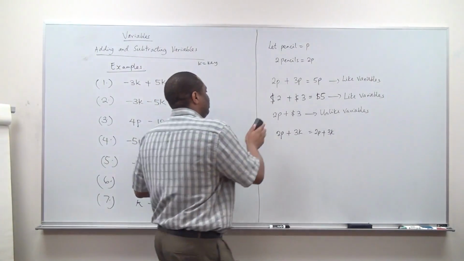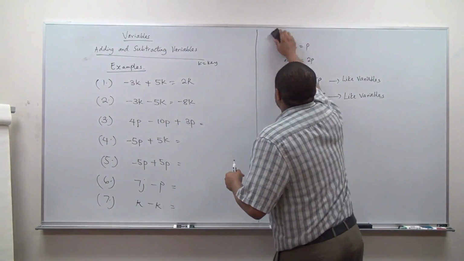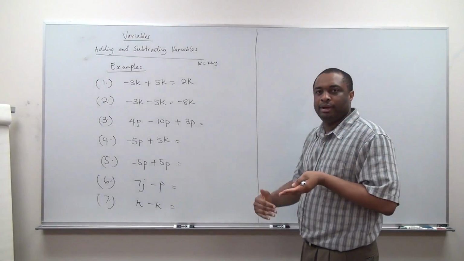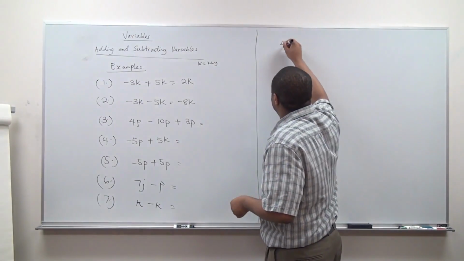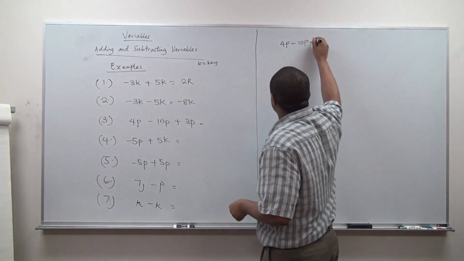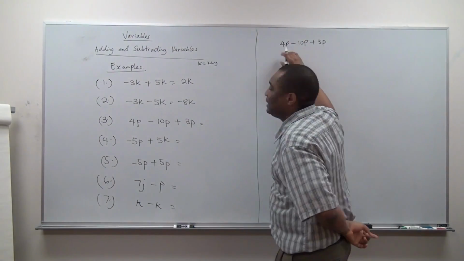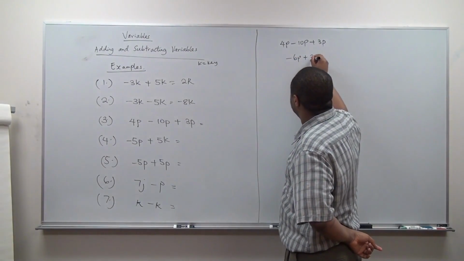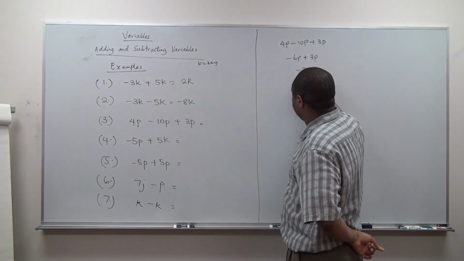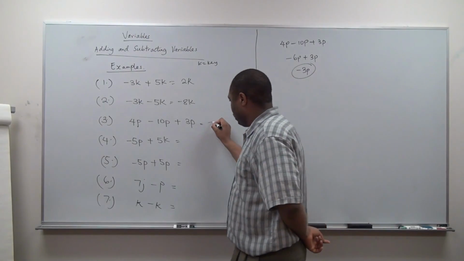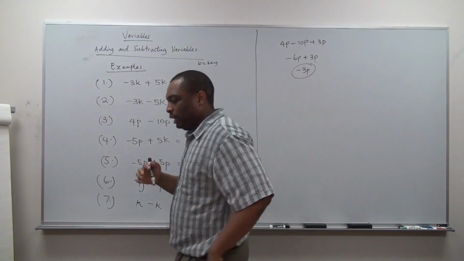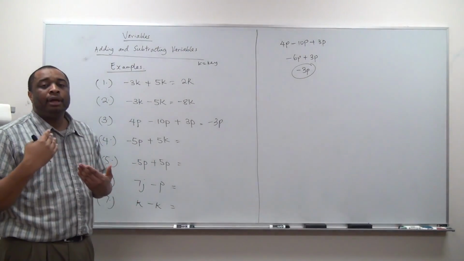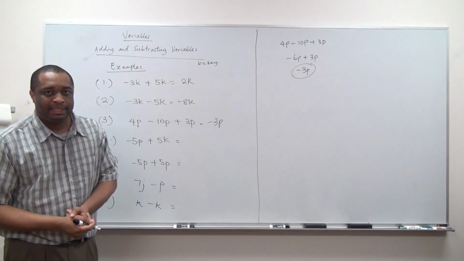When you have more than 2 terms, I would suggest that you do it in order. 4p minus 10p plus 3p. I will take it 2 at a time. So this is negative 6p plus 3p, and this will give you negative 3p. That is the way I will do it. If you do it step by step, it is difficult for you to make a mistake that way.